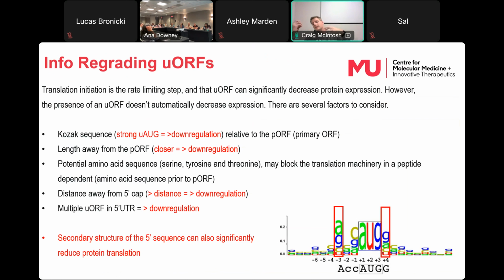So what makes a good start site? These are all really technical words, but really the Kozak sequence is just an area around a start site that the genetic machinery uses to recognize it. So if it's a strong sequence and you cover it, or it's present in that gene, there's less gene made. The length away from the normal start site of the gene, and various other factors can also be influenced, including the structure of the compound in 3D.